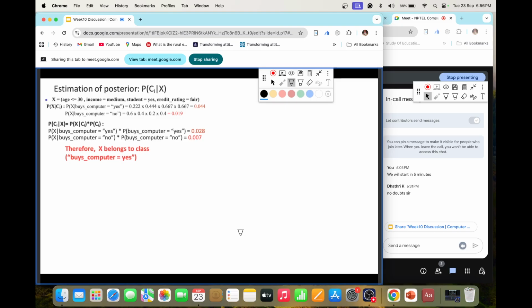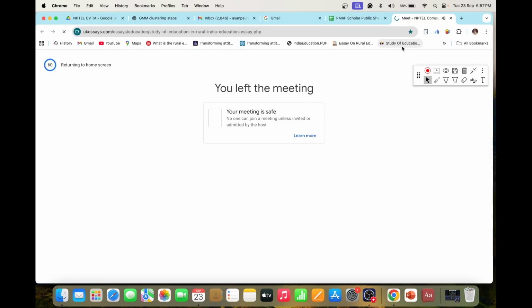Once we get the total P(x|Ci), we already have P(Ci), so we can just multiply it and we can get the probability of the data point given the person will buy computer, or the probability of the data point given the person will not buy computer. Okay, so P(Ci|x) we can easily calculate. We first calculated this, then we calculated this, and by multiplying.